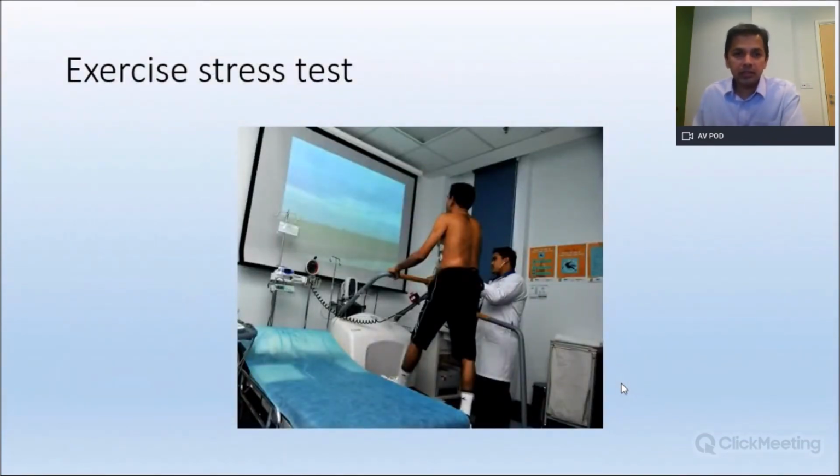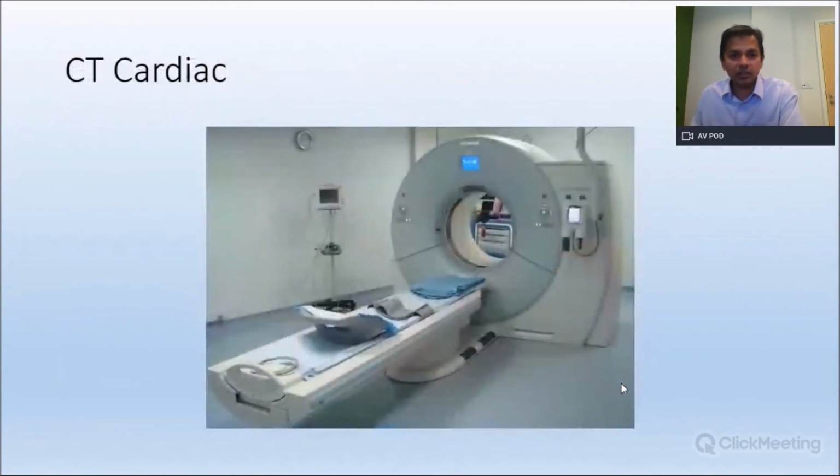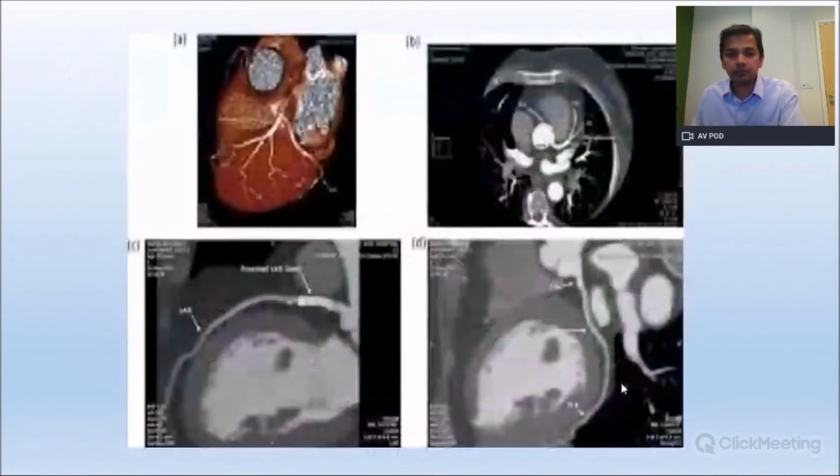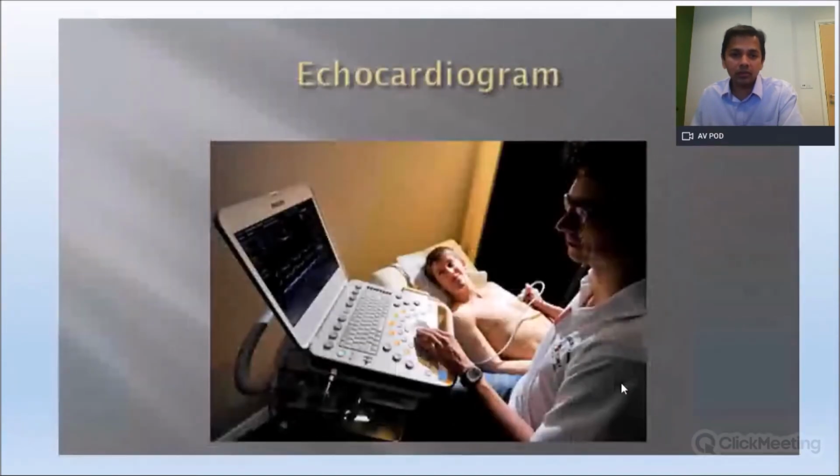So again, this is an example of an exercise stress test. This is our CT cardiac. This is how a CT cardiac image looks like. You can actually look at the arteries, something like an angiogram, but it's non-invasive. So there's no risk in doing a CT cardiac.